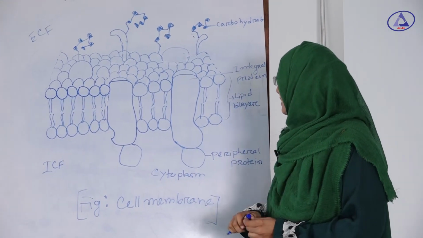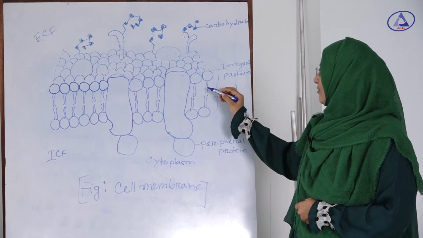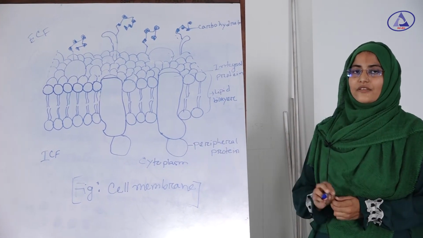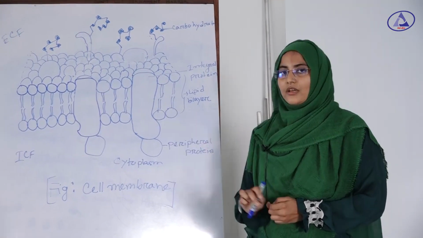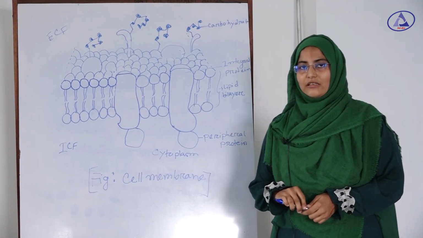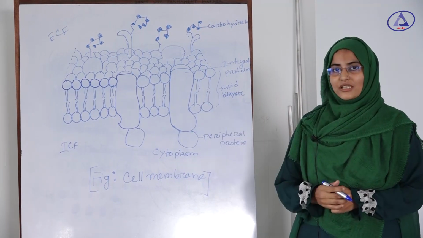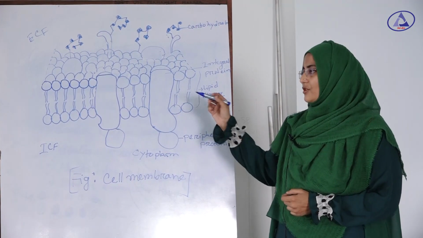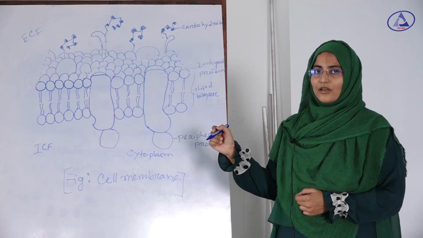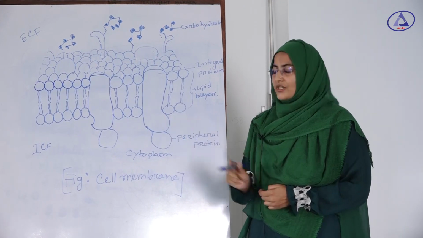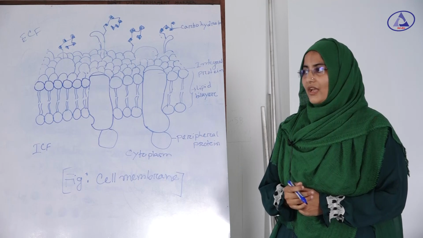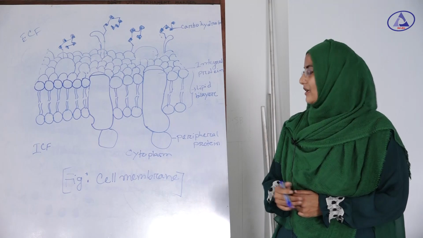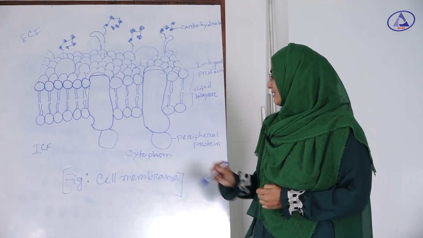At the same time, the cell membrane also contains integral proteins and peripheral proteins. There are several functions of integral proteins. Integral proteins act as structural channels through which several water-soluble substances pass between the extracellular fluid and intracellular fluid. Integral proteins also act as carrier proteins, as receptors, and serve as enzymes. And the peripheral protein acts as an enzyme.